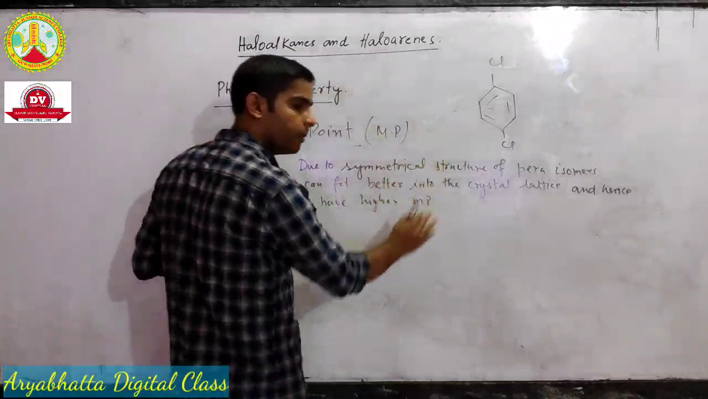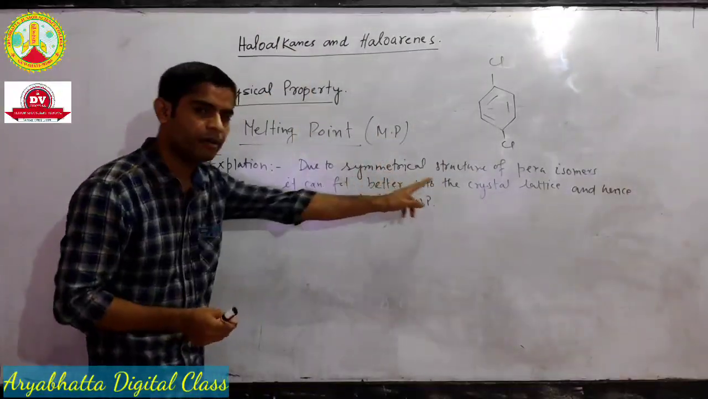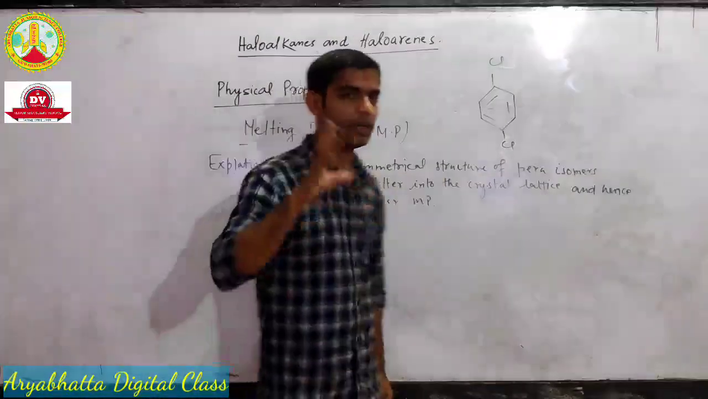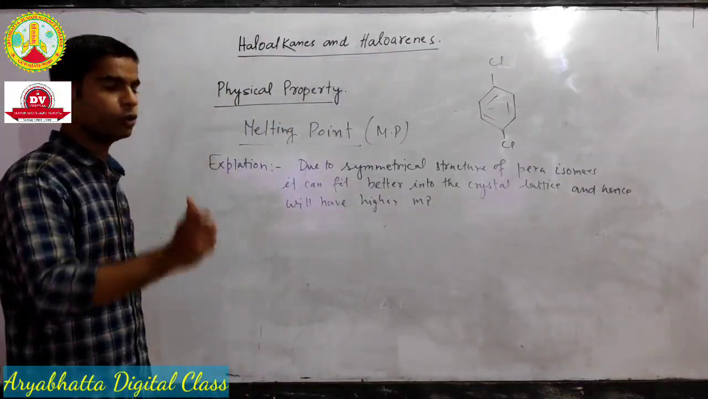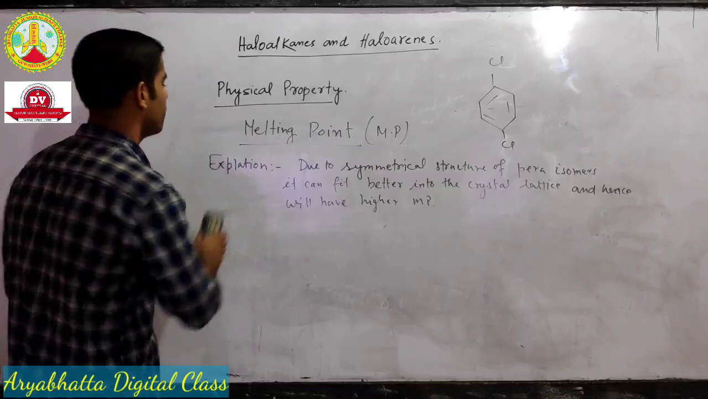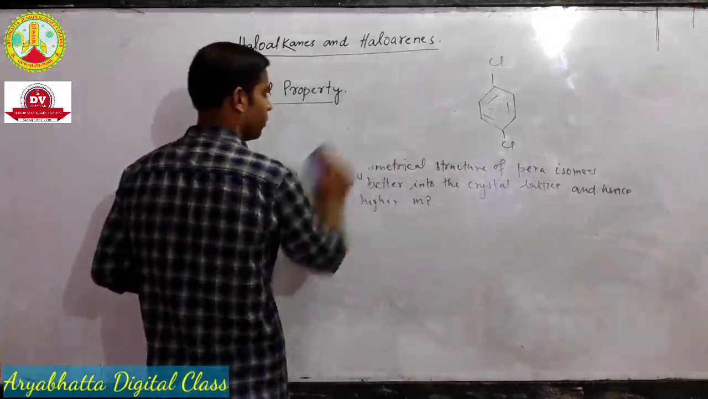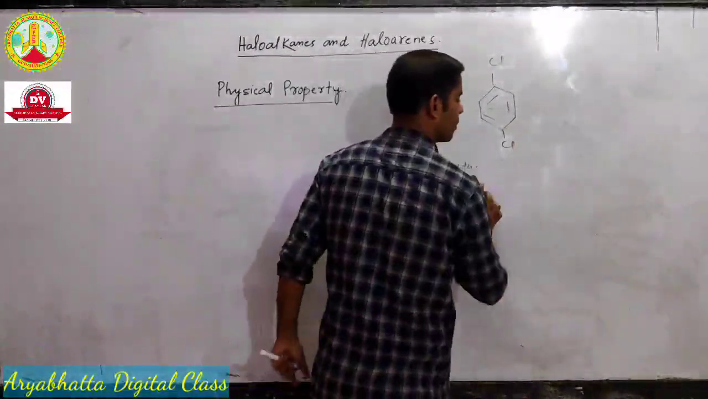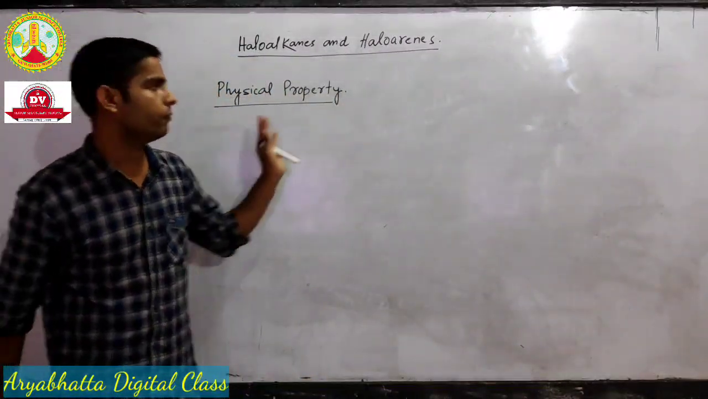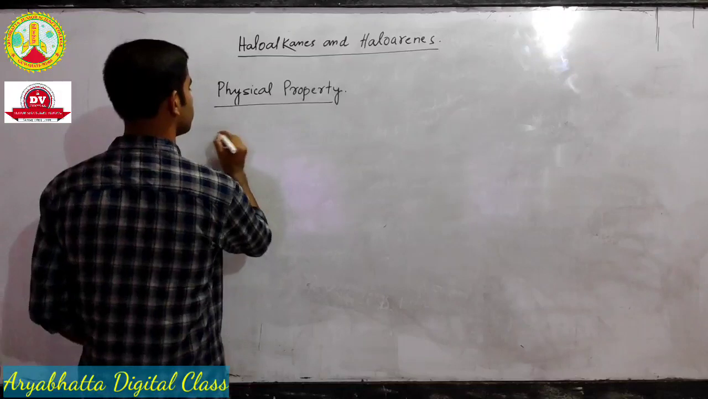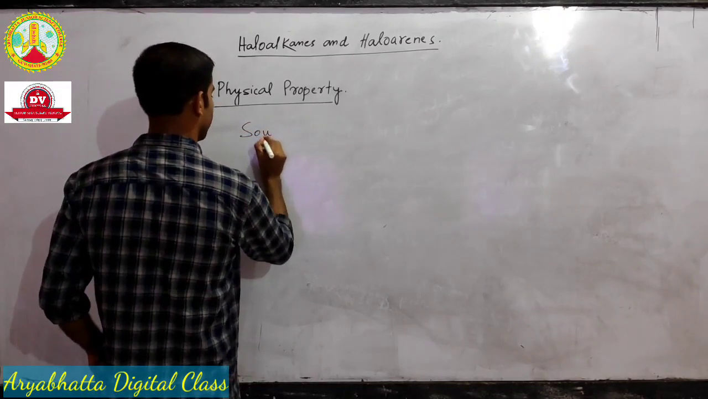And when we talk about the melting point, the reason is symmetrical structure. So the reasons are very important because most of the time explain-why type questions are asked from this part. Okay, so now we will move to the next part. It's our last topic in physical properties, and it's the solubility.